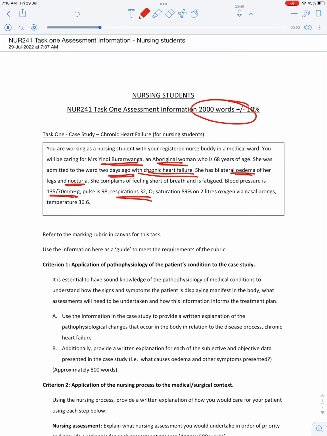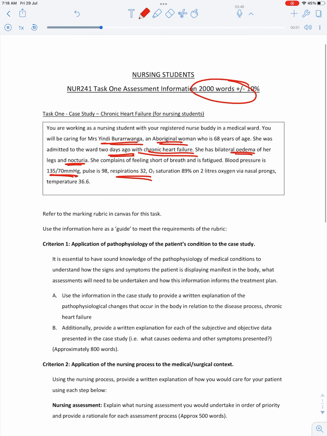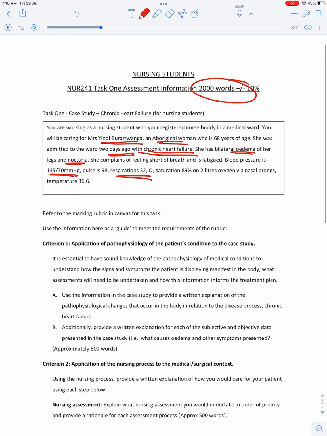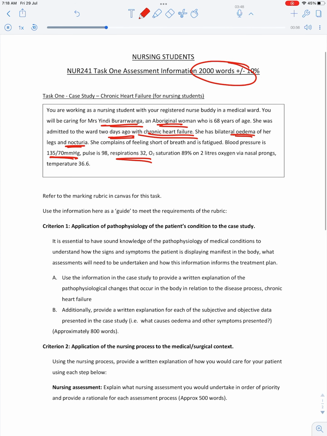What do we have to do in this assignment? Use the information, write a better explanation of the pathophysiological changes that occur in the body. Additionally, provide a written explanation for each of the subjective and objective data presented in the case study. This is criterion 1. Then criterion 2, you have to do nursing assessment for 500 words, nursing diagnosis, plan, intervention, evaluation.